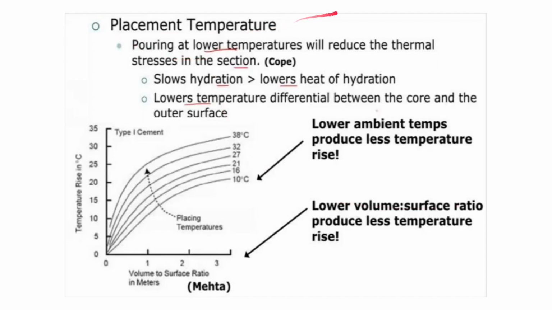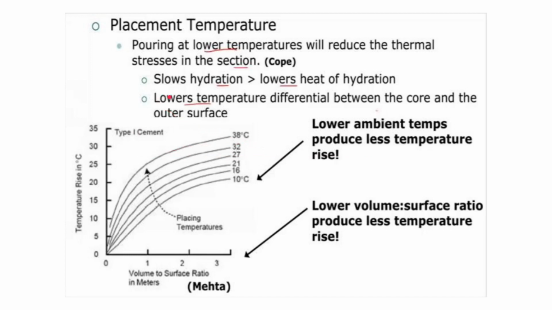So the placement temperature is also an important factor. It has been found that pouring at low temperatures will reduce the thermal stresses in this section. As you can see, for different temperature conditions, the temperature rise is seen because of heat of hydration. But if we see the condition where 10 degrees centigrade is used, the temperature rises minimum, and where 30 degrees centigrade is present, the temperature rises maximum.